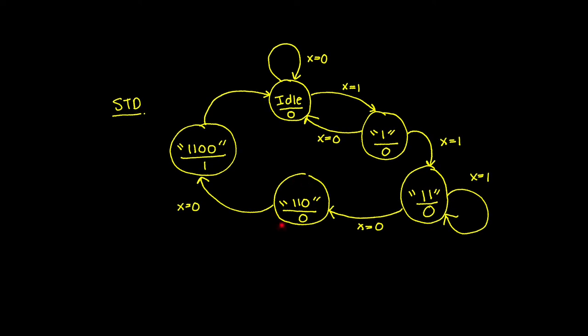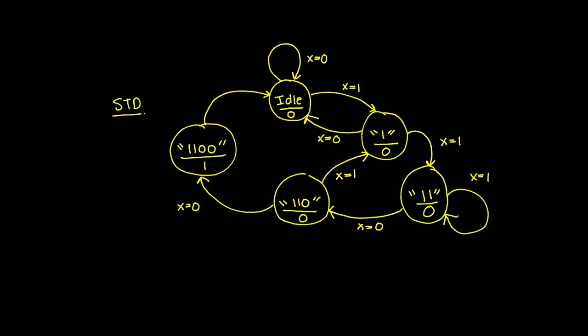Now, what happens when I'm in this state? So I've detected a 1 followed by a 1 followed by a 0. And if I detect another 0, well, that's easy. I move on here. But what happens if I detect a 1? Well, now the last 4 bits that I've detected are 1, 1, 0, 1. Well, I'm really right back here, aren't I? Where I've just detected a 1. That might be the beginning of a sequence. So this is my full state transition diagram.